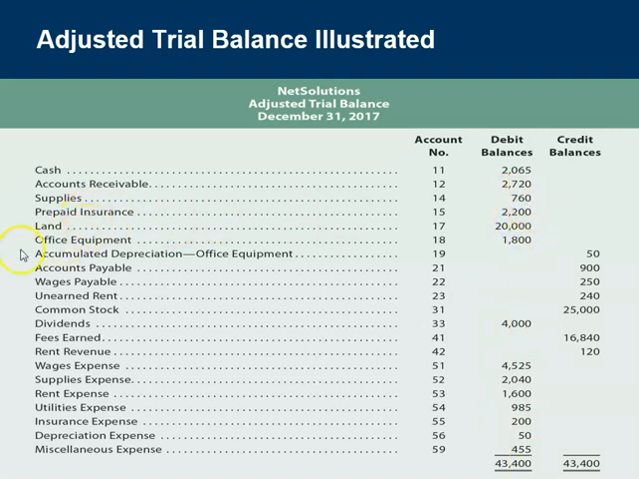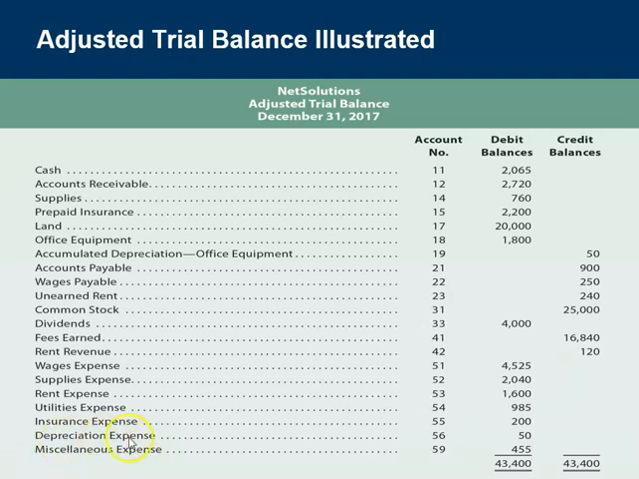Prepaid insurance started off at $2,400. After one month, though, it's $2,200. What else? Let's see here. Our rent revenue, we had no balance, or it'd be over here. But if we looked at our unadjusted trial balance, we would have nothing under rent revenue on the unadjusted trial balance. Now we have $120. Okay, and there's some other examples as well as we go through here.